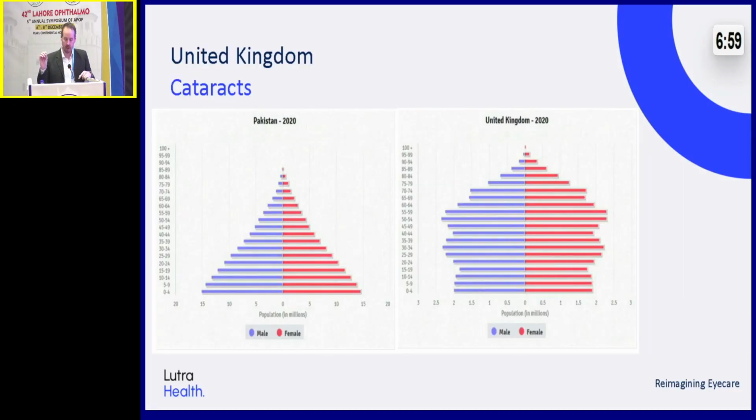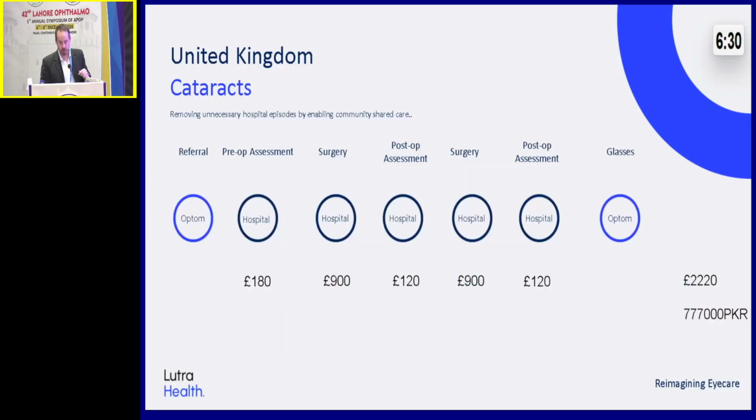In the UK, we have a bit of a problem in that we have an aging population. This is the population structure for Pakistan and the United Kingdom, and you can see that there's a bulge of people that we call the baby boomers, who were born after the war, and they are all going to need cataract surgery. In the UK, it's an expensive business because we're having to deliver 500,000 cataracts every year.